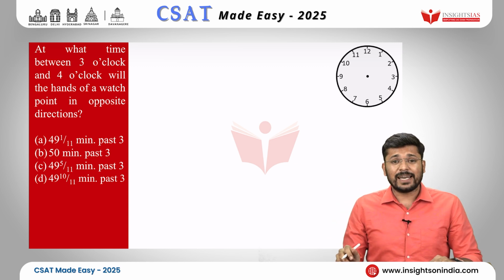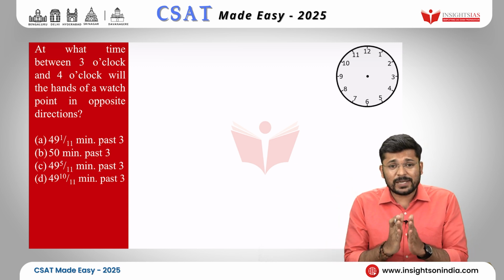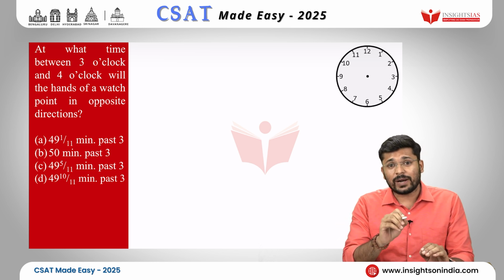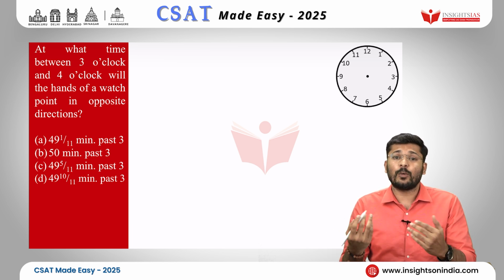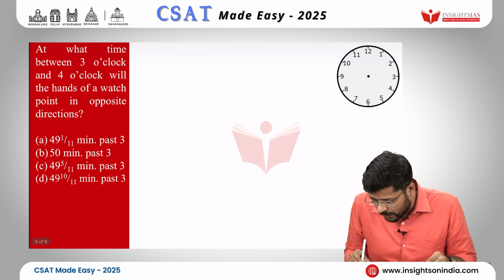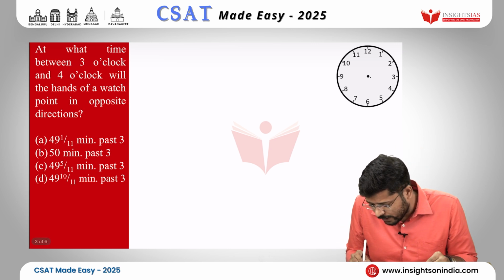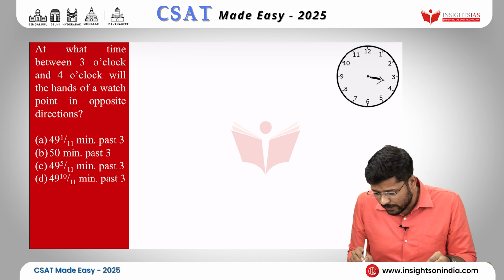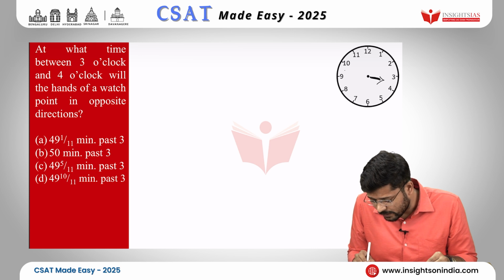Now, what are they asking us in the question? The time is somewhere between 3 o'clock and 4 o'clock. Okay. And the hour hand and the minute hand, they are pointing in opposite directions. So, just imagine the scenario. How would it be? The hour hand would be between 3 and 4, right? Yes, it would be somewhere between 3 and 4. Okay. Then where will the minute hand be? It will be somewhere here, right?